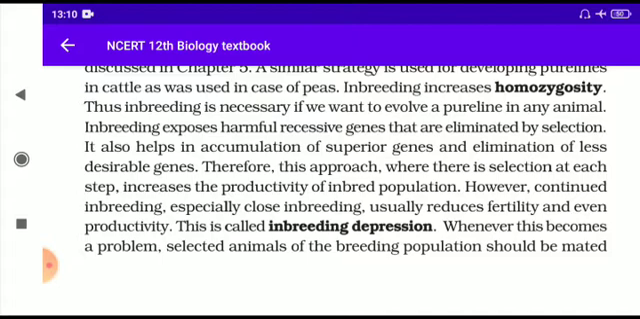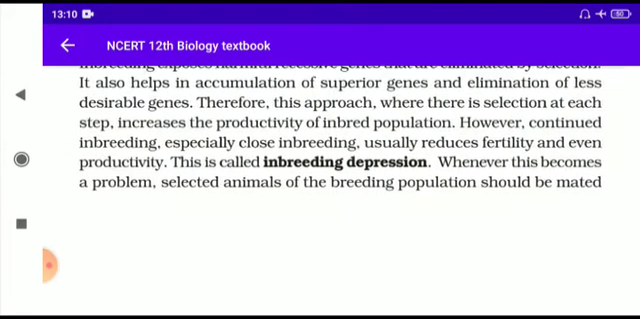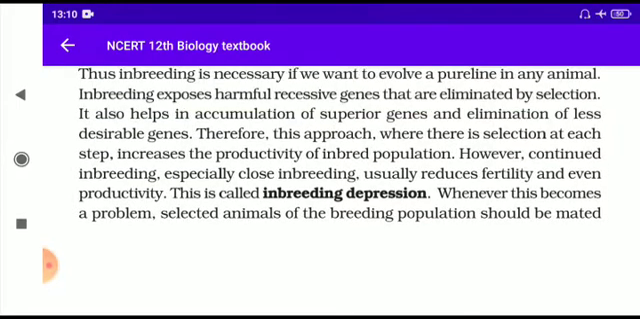Therefore, this approach where there is selection at each step increases the productivity of the inbred population. However, continued inbreeding, especially close inbreeding, usually reduces fertility and even productivity also. This is called inbreeding depression. So, dear students, if inbreeding goes on up to 4 to 5 generations, after that the depression will occur, through which some problems may occur, either in fertility processes or even in productivity also. This is called inbreeding depression.